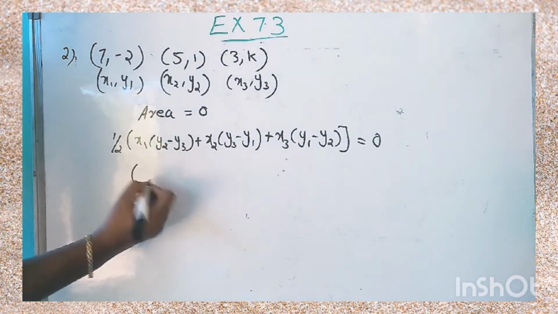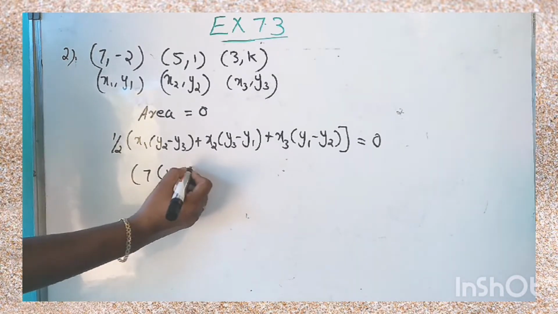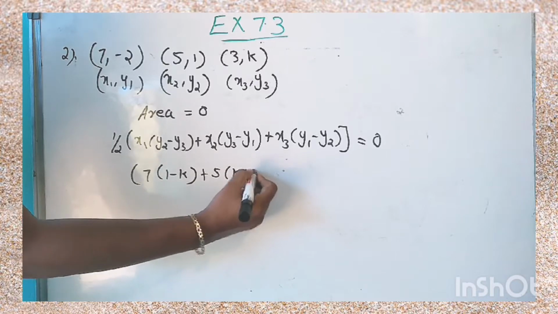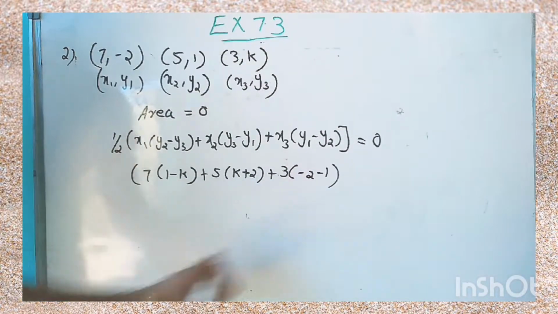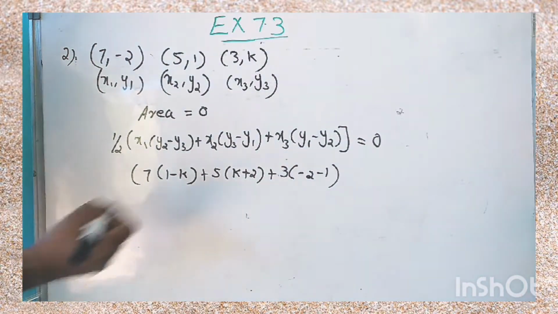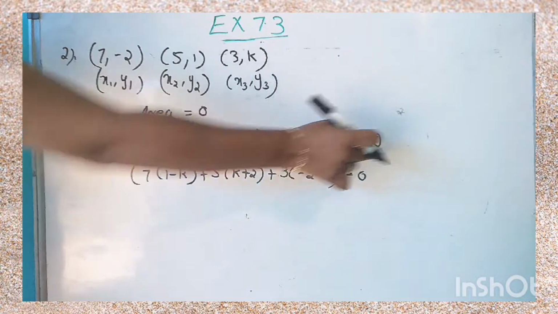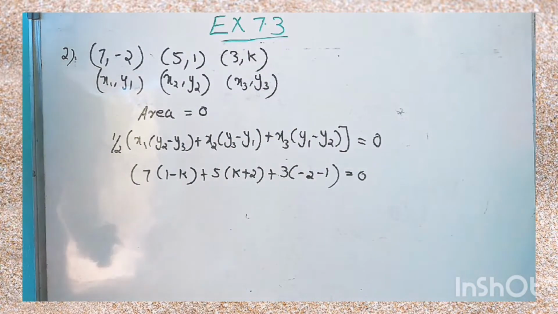Now just substitute the values. You will get 7 into (1 minus k) plus 5 into (k plus 2) plus 3 into (-2 minus 1) is equal to 0. We took this half to the RHS, then half into 0, 0 into 2 you will get as 0.